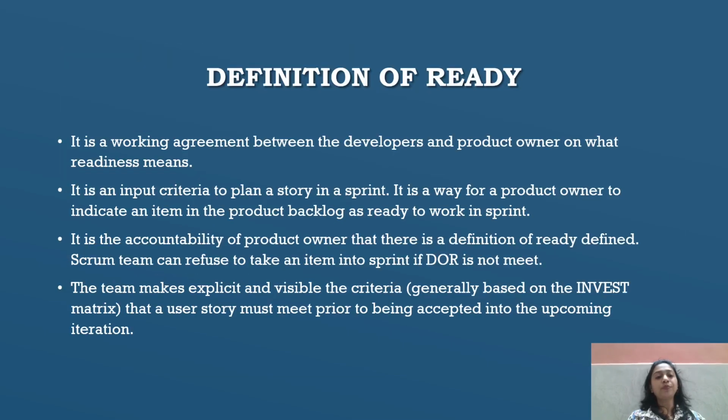Then what is the definition of ready? It is a working agreement between the developers and the product owner on what readiness means. It is an input criterion to plan a story in a sprint. It is a way for a product owner to indicate an item in the product backlog as ready to work on in the sprint. It is the accountability of a product owner that there is a definition of ready defined. The Scrum team can refuse to take an item into the sprint if the DoR, that is the definition of ready, is not met.